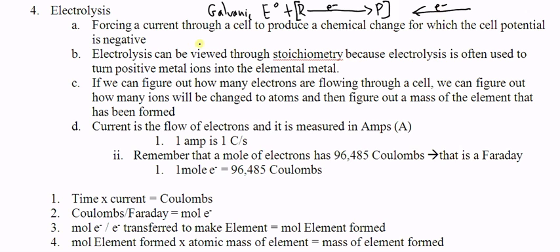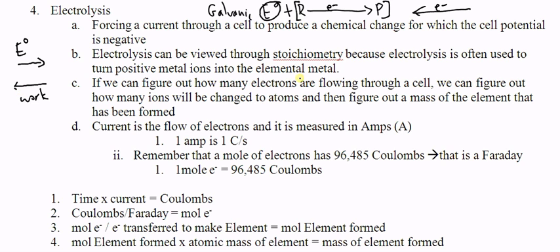Alright, so electrolysis can be viewed through stoichiometry because electrolysis is often used to turn positive metal ions into the elemental metal. Basically what's happening is, normally we measure the push of electrons through the system through the potential provided. So what's going to happen is that potential, right, relates to a push in a particular direction. What's going to happen is we're going to use energy or work from an outside source to push the electrons back in the opposite direction.